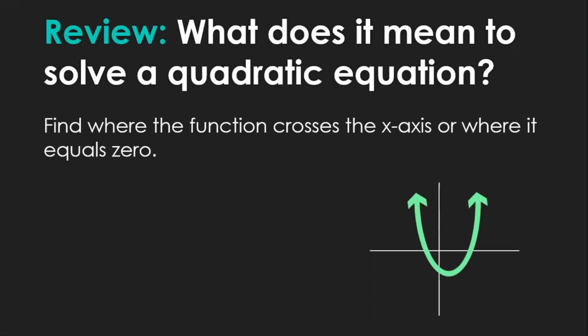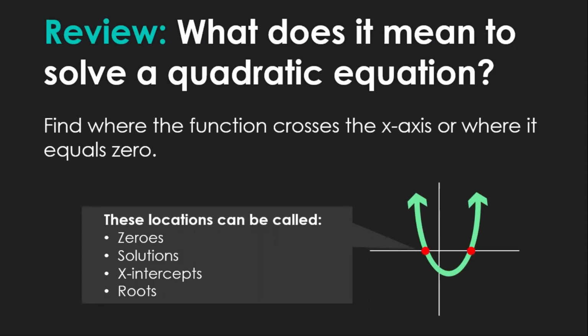So here is a picture of a quadratic graph. As you notice, it intersects with the x-axis at 2 points. Those points or locations can be called zeros, solutions, x-intercepts, or roots.